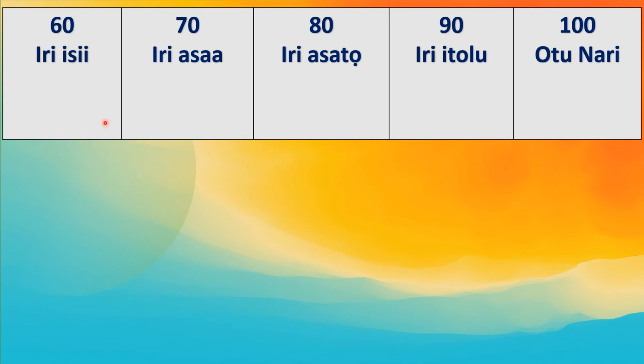So it's just for you to keep putting 61, which is iri isii na otu, 62, iri isii na abụọ, and so on until you get to 70, 80, 90, 100. So I just listed this so that you will know how you say that in Igbo to help you count on. So that being said, 60 bụ iri isii, 70 bụ iri asaa, 80 bụ iri asatọ, 90 bụ iri itoolu, and 100 bụ otu narị.